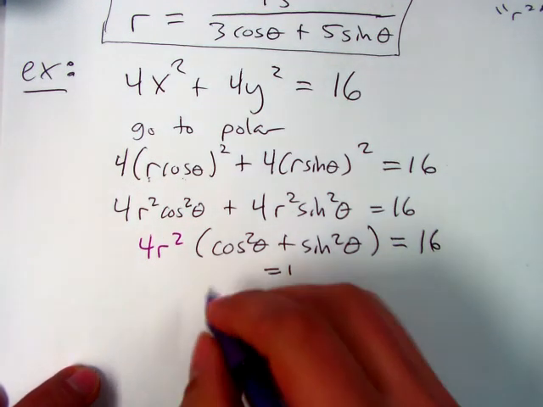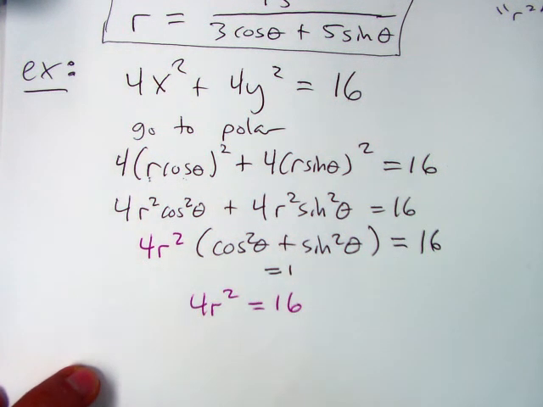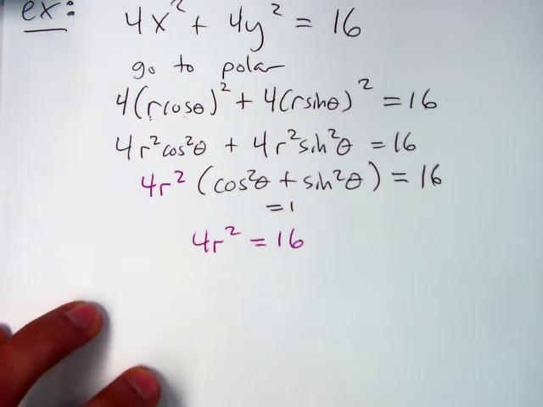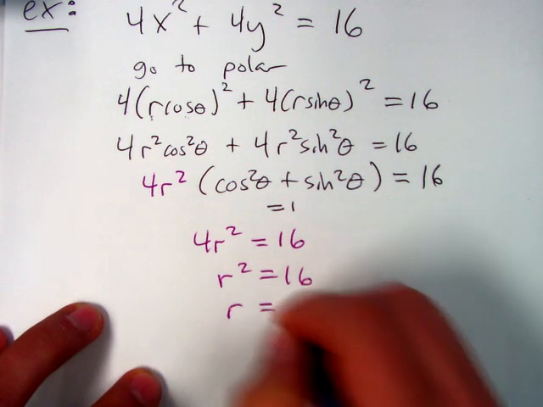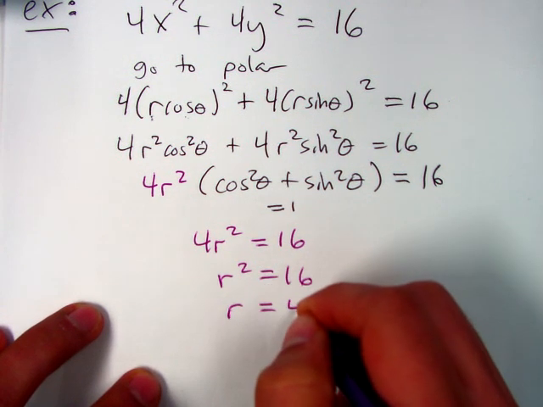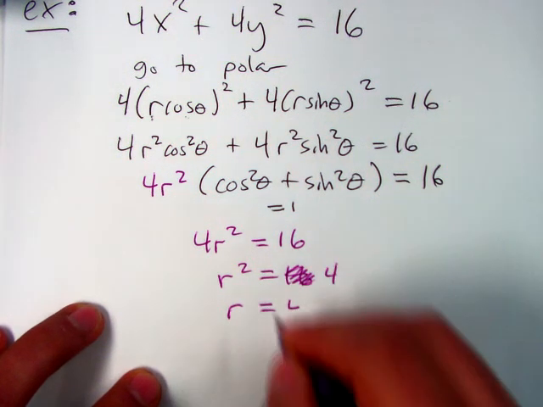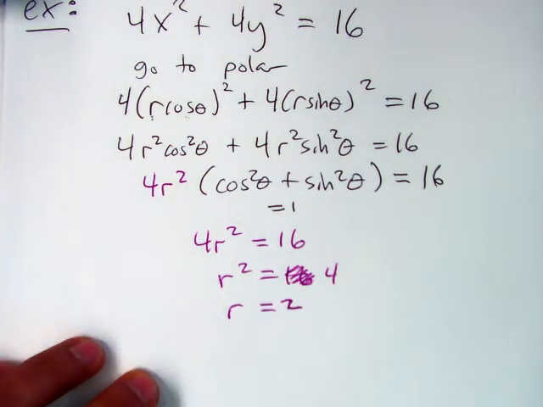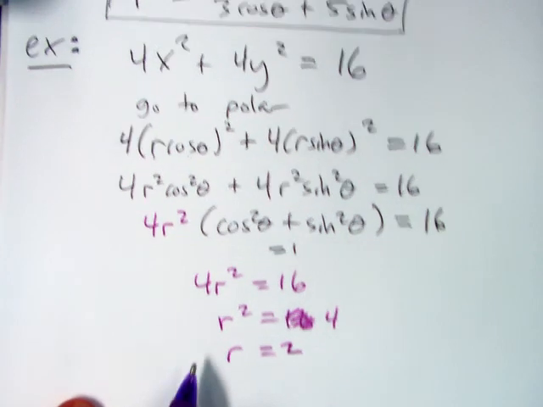So we get 4r squared equals 16. What else can we do? Divide by 4 and square root it. We get... 2. Oh, I didn't divide by 4 yet. Sorry. Good catch. So r is 2. Okay? So, perfect example.